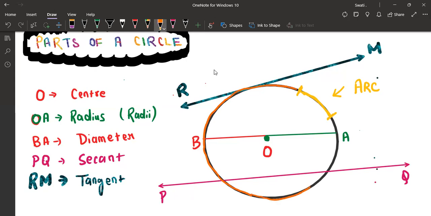But what is the difference between this arc and the smaller arc? The only difference is that this is called major arc. Okay, this orange one, this is called major arc. I'm writing the name here only. And this one, the smaller one, is called a minor arc. That's it. Okay, so we have included two more terms, minor arc and major arc.